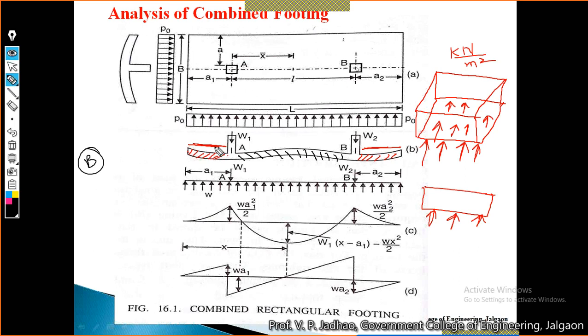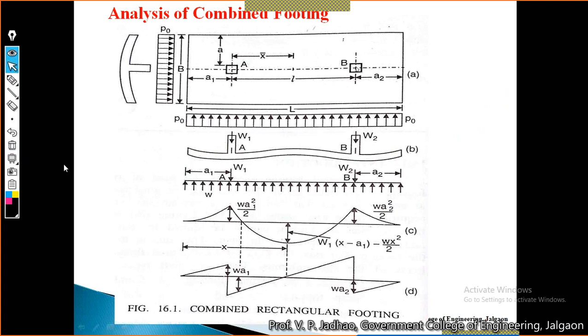If we have to design it as a beam, so we need the loading in kilonewton per meter. So we'll convert this loading which we have calculated into kilonewton per meter.